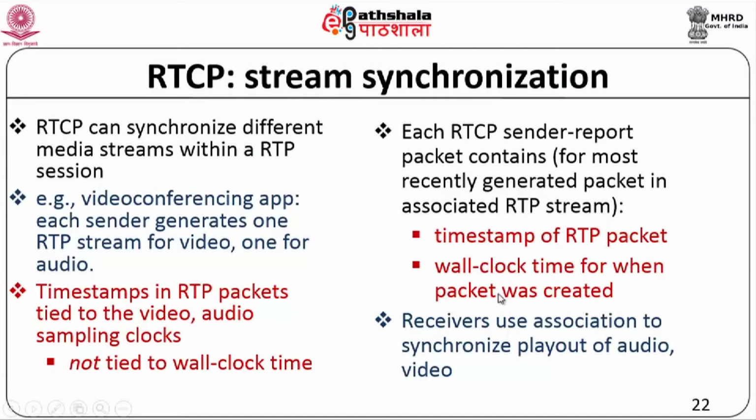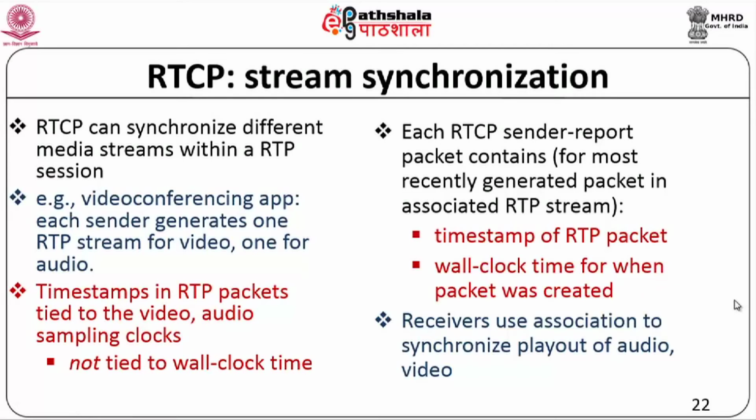So I now have information about the timestamp of the RTP packet and its wall clock time. Using this, you can now synchronize the two different streams. I can find out the wall clock time corresponding to the timestamp, and I also know the granularity of the timestamp. So I know at what rate those timestamps are generated.